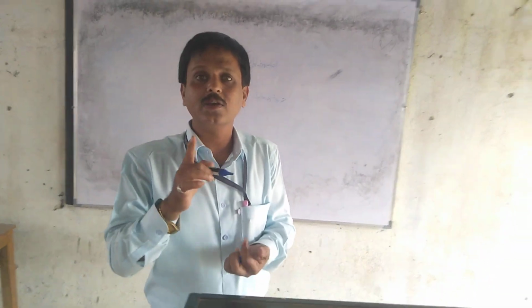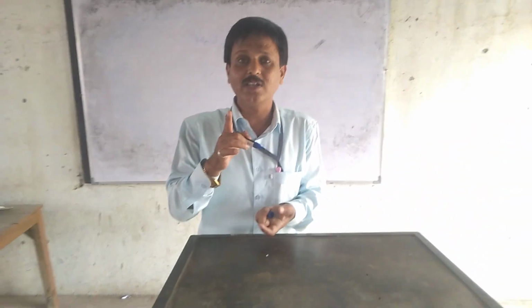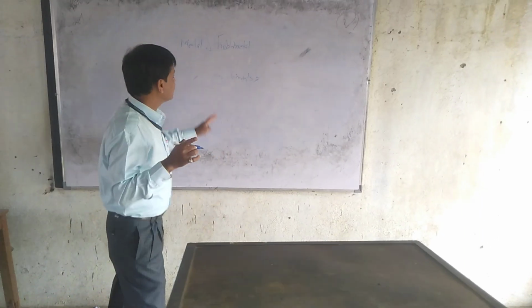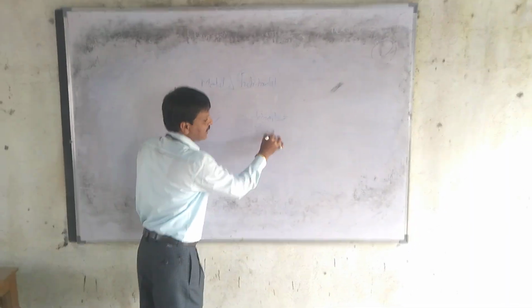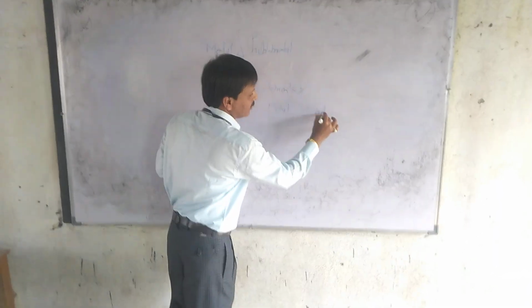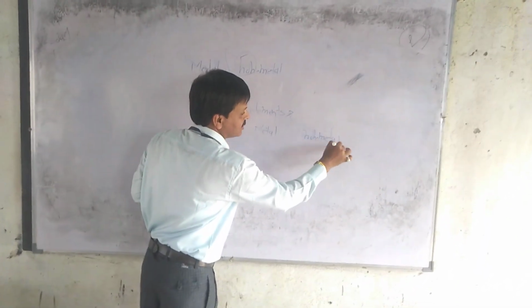Types of element: all elements can be classified into three major ways. Right, lesson begins. First of all is the metal. Second of all is the non-metal. And third of all is the alloy.